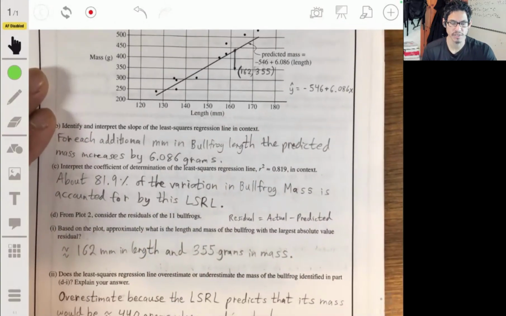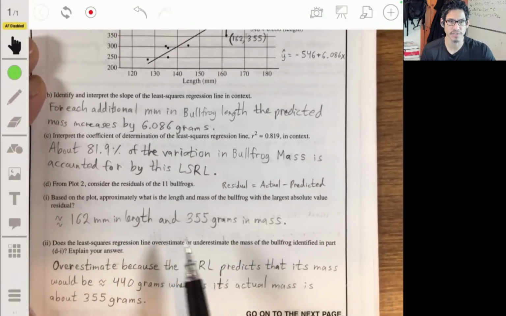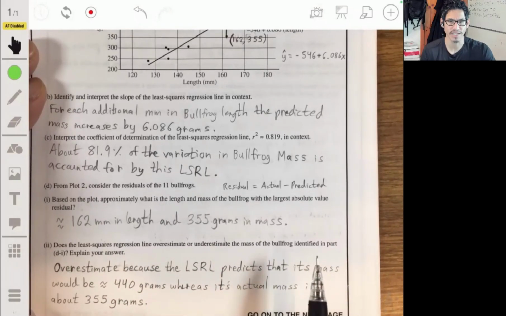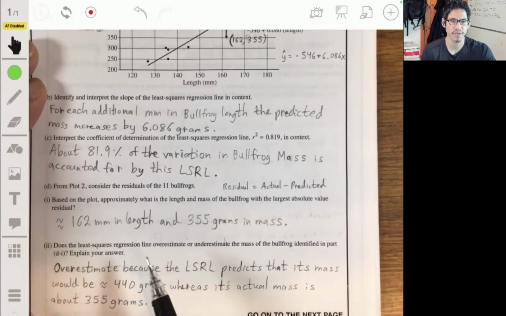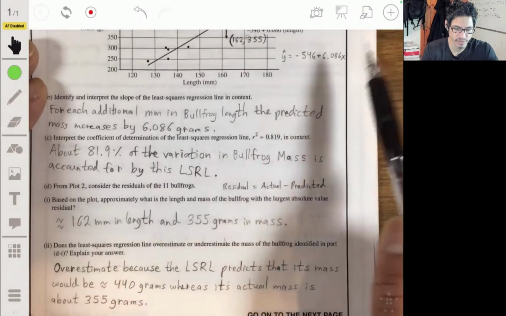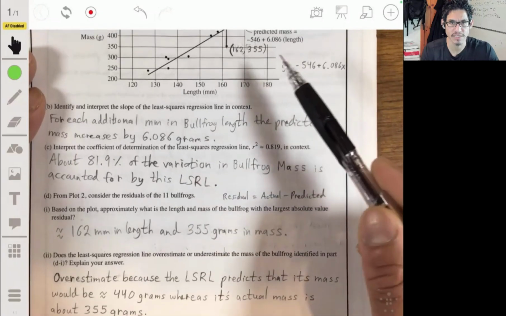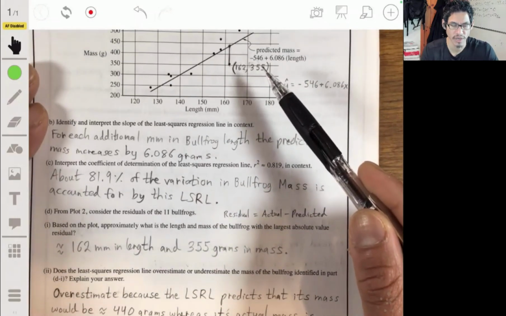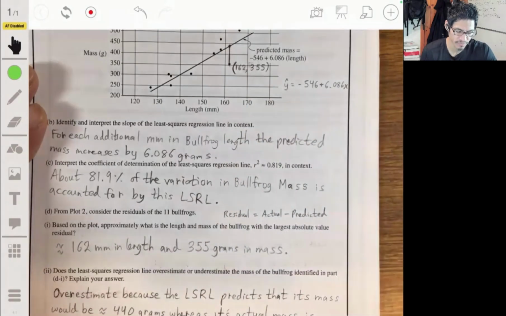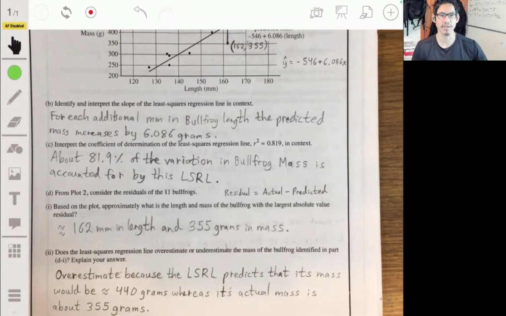Now, in part 2 of part D, it asks, does the least squares regression line overestimate or underestimate the mass of the bullfrog identified in part D1? I say it's overestimating, because when you plug the 162 into this equation, you're going to get about 440 grams, but the actual mass is 355. So it's a clear overprediction. It overpredicts by about 85. So that's pretty much what they're trying to get at.